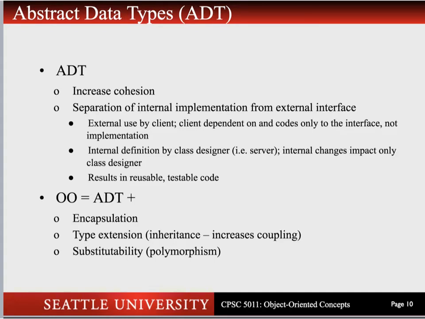What this does is result in reusable and testable code, and the idea of an abstract data type is that we are increasing cohesion, because what is defined in this abstract data type is information and data that should be cohesive and grouped together. Now, object-oriented programming is the combination of an abstract data type with encapsulation, type extension, as well as substitutability. Again, we'll introduce the idea of encapsulation in this lecture, but the two others we'll be talking about in subsequent lectures.